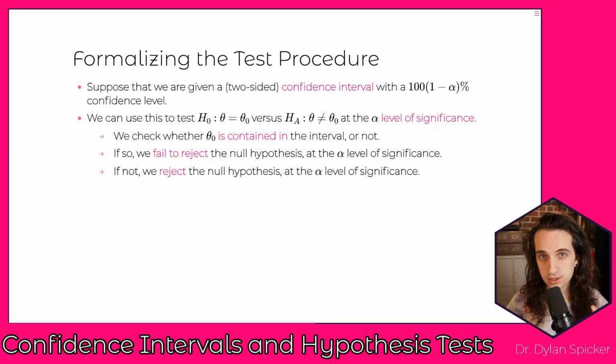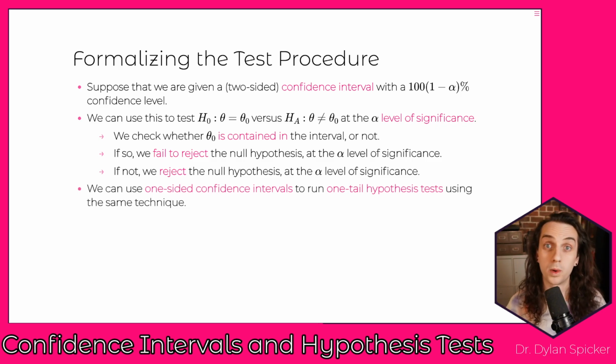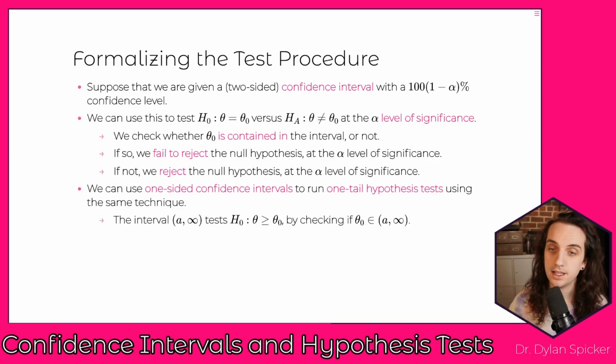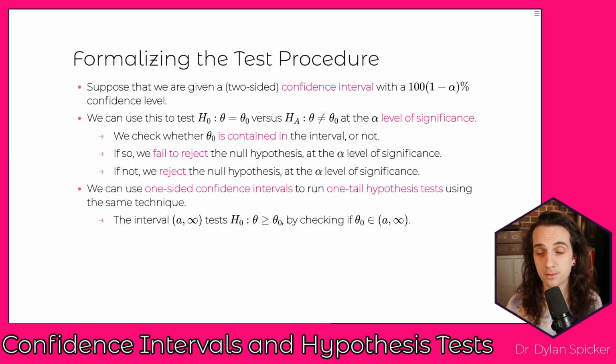If it's not in the interval, then we do reject the null at the alpha level of significance. Okay. So in order to use a confidence interval to test a hypothesis, all you have to do is check, is the null value inside of the interval or is it outside of the interval? If it's inside the interval, then you fail to reject the null. If it's outside of the interval, then you reject the null. We can use one-sided confidence intervals to run one-tail hypothesis tests using the same technique. So if you have an interval that has just a lower bound, a up to infinity, then what you're doing is you're testing the null hypothesis that theta is greater than or equal to theta naught. And you do this by checking, is theta naught inside of that interval?